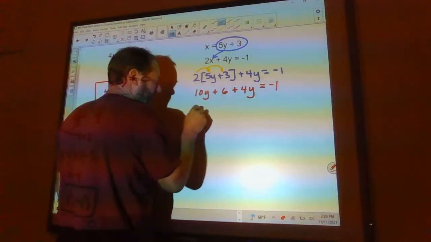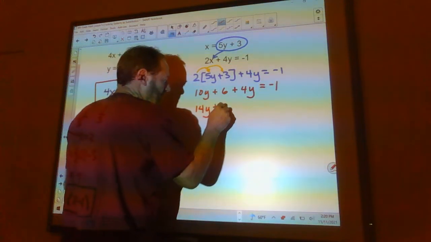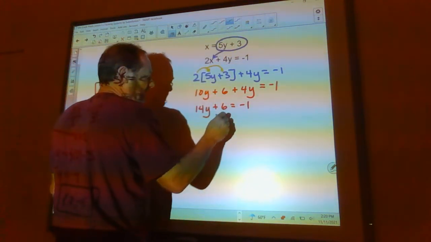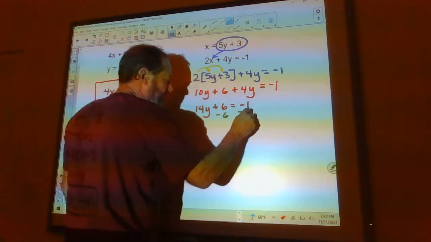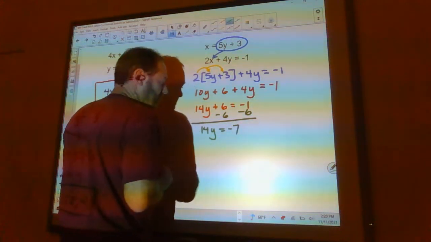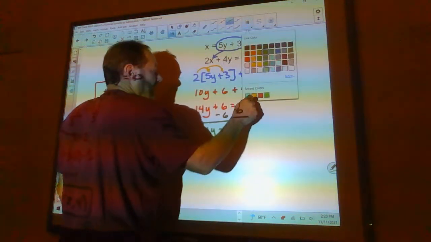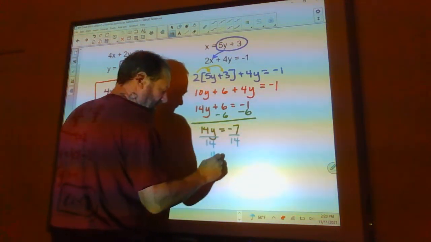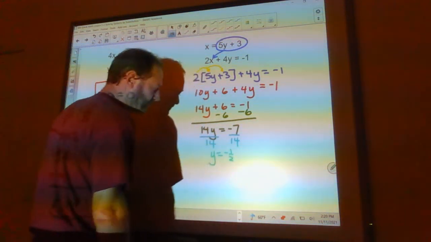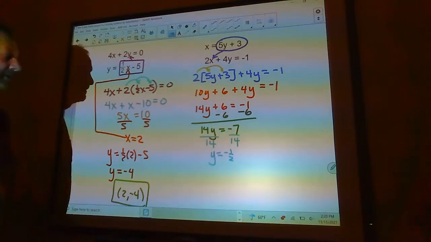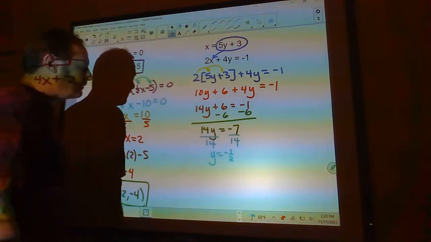10y and 4y is 14y, plus 6 is negative 1. I'm going to subtract 6 from both sides. 14y is going to be negative 7. And so now I'm going to divide by 14, and I'm going to get y is negative 1/2. Okay, that would have made that one a difficult one to graph and get the answer. It wouldn't have been horrible. I might have been able to guess it. But anyway, here we are.